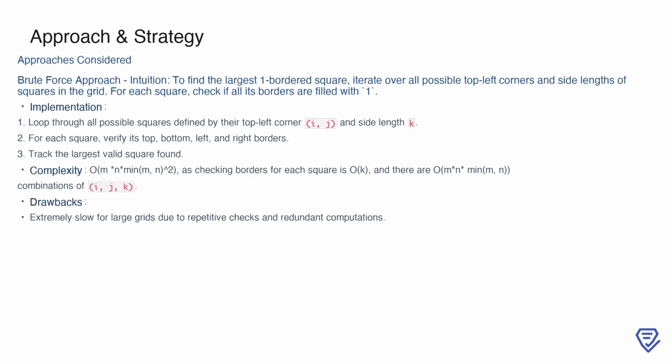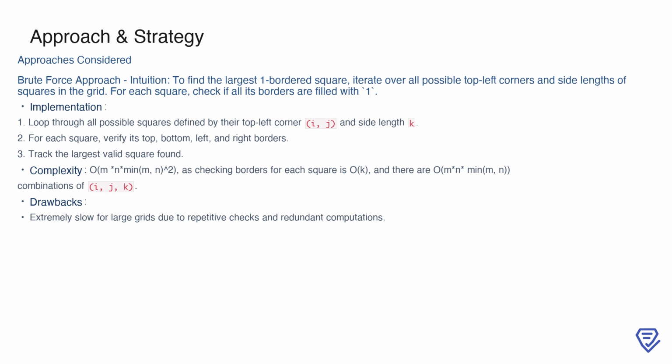To approach the problem of finding the largest one bordered square, we can start by considering a brute force solution. The intuition here is simple: iterate over all possible squares in the grid, defined by their top left corner and side length. For each square, check if all its borders consist entirely of ones. To implement this, we loop through every possible starting point, i, j, and test all potential side lengths, k, for squares originating from that point. For each square, we verify its top, bottom, left, and right borders to ensure they're completely filled with ones.